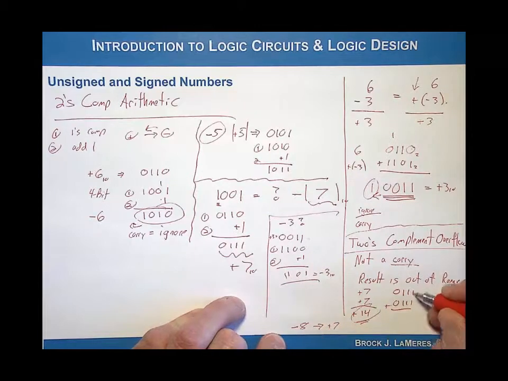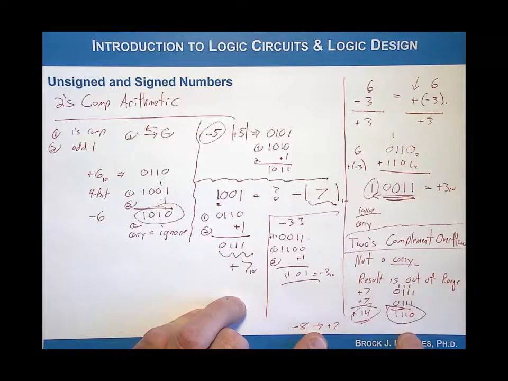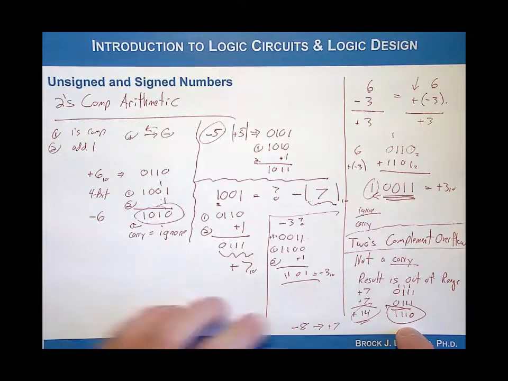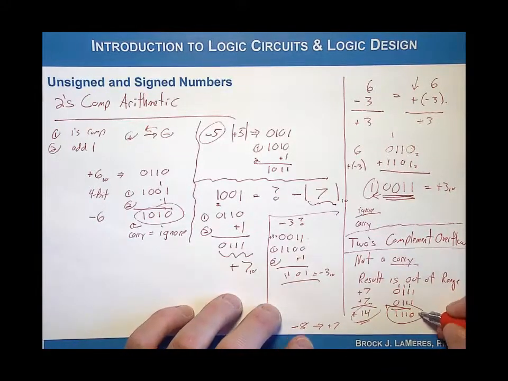We would have 1 plus 1 is 0 with a carry, 1 plus 1 plus 1 is 1 with a carry, 1 plus 1 plus 1 is 1 with a carry, and then you would have that. So we would get an answer of 1110. Now what is that number? Well, who knows what it is? Let's find out what its decimal equivalent is.